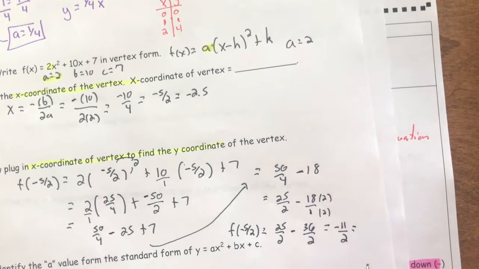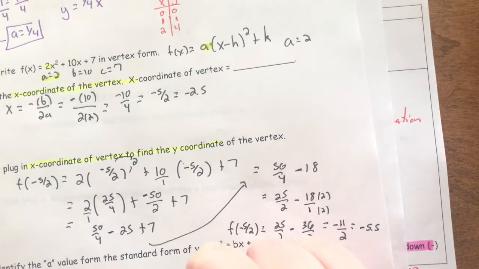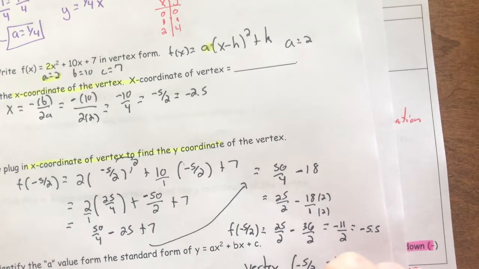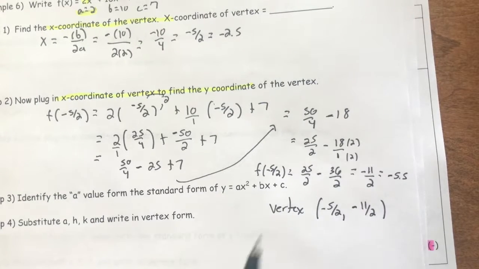If you know how to do that in your head, that reduces down to negative 5.5. So our vertex is equal to negative 5 over 2, negative 11 over 2. Again, that is something you should be able to do. All these skills, I know they're fractions, but that takes you back to 6th and 7th grade math. You should be able to do fractions without a calculator.